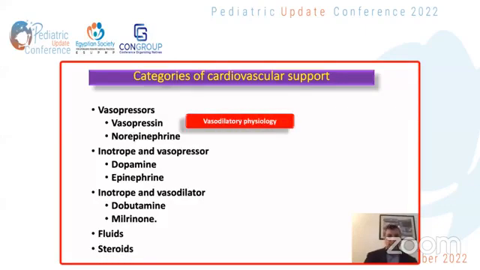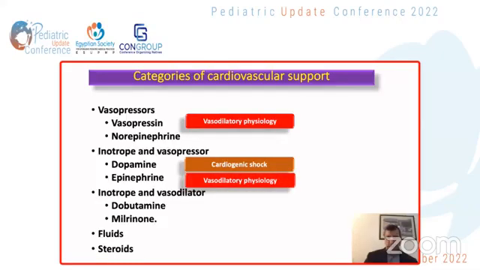So we have the first category. We have 5 total categories. Vasopressors: we have vasopressin and norepinephrine. It makes sense to be used in vasodilatory physiology. We have inotropes with a vasopressor effect that might be used with any infant with cardiogenic shock. Also vasodilatory physiology, but you need higher doses of dopamine or epinephrine for vasodilatory physiology.